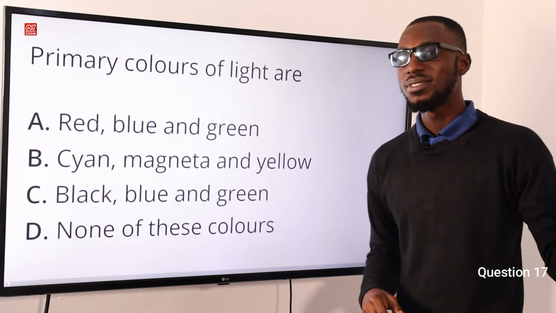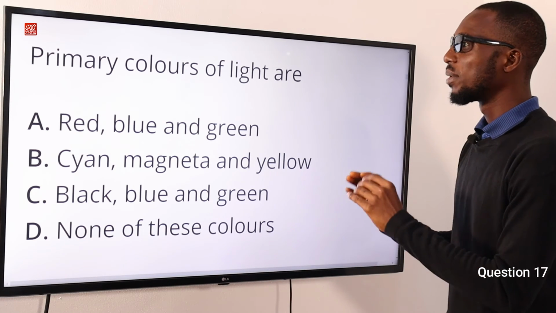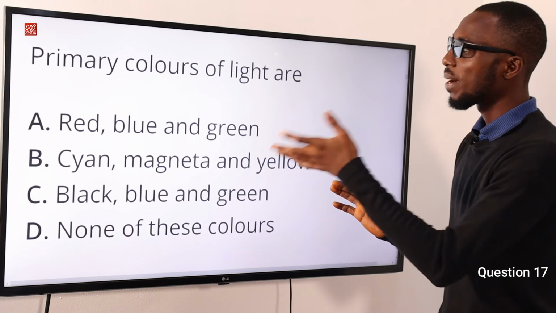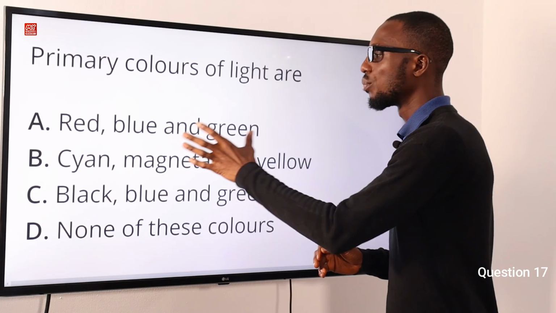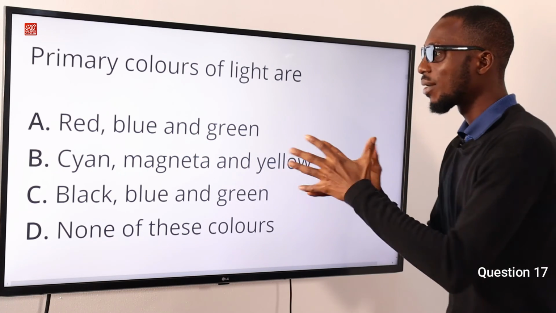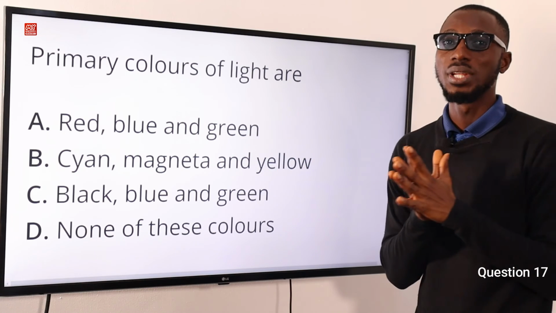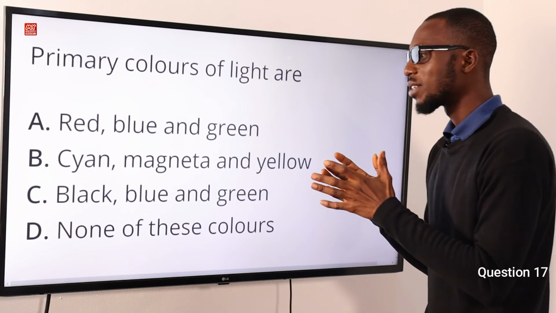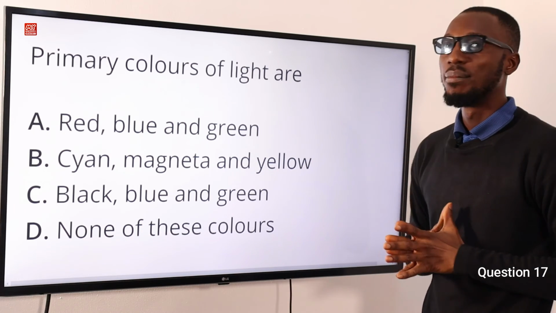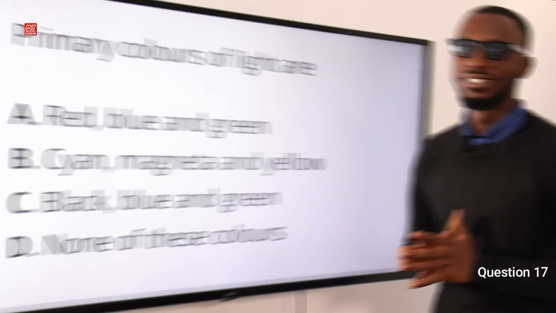So when we're dealing with color waves, the question states primary colors of light are red, blue, and green. And when we combine these three primary colors together, you will get white. So the correct option here is option A, red, blue, and green.